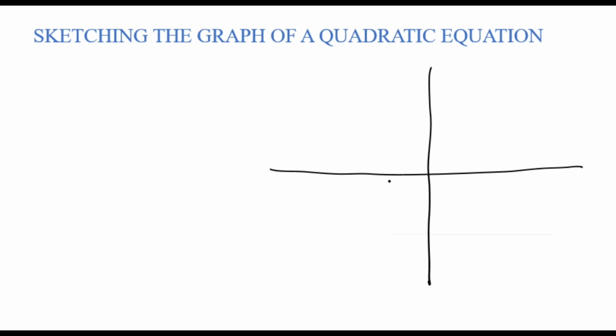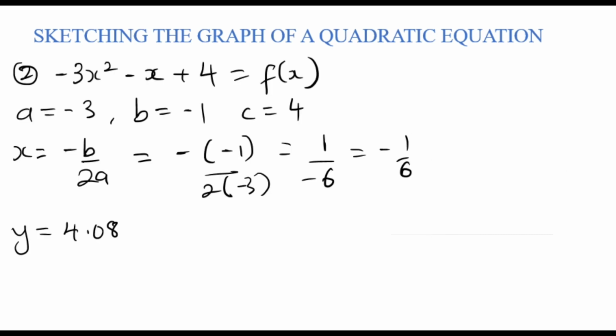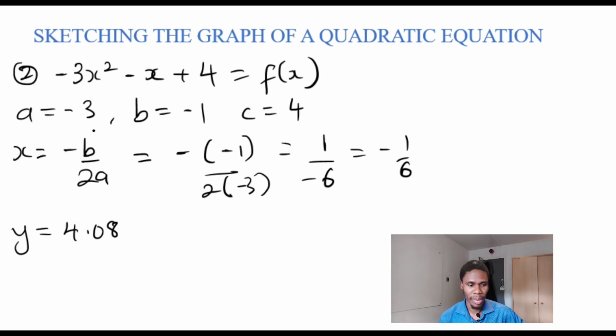So we have minus 1 out of 6, minus 1 out of 6, and we have 4.08, 4.08. So this is our turning point. And remember, A is negative, which means that our turning point is at a maximum value, which means the parabola is going to look something like this. Because here is the turning point.